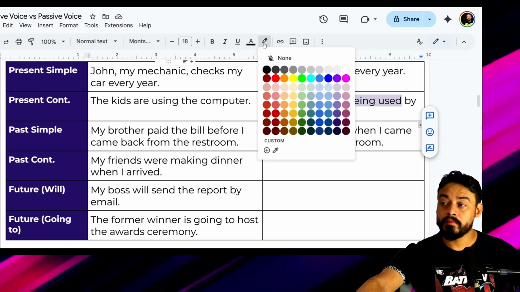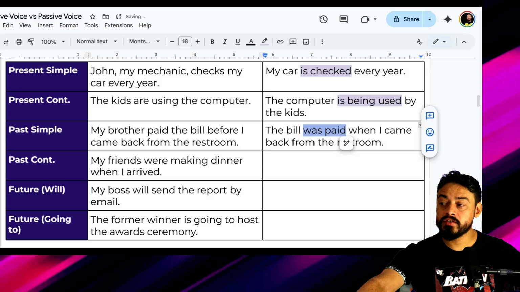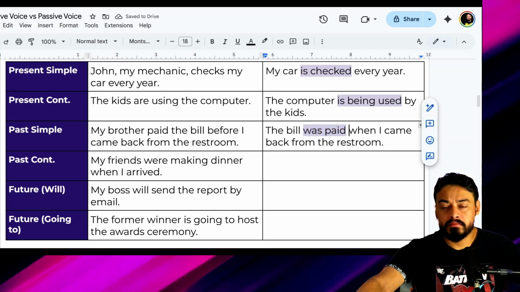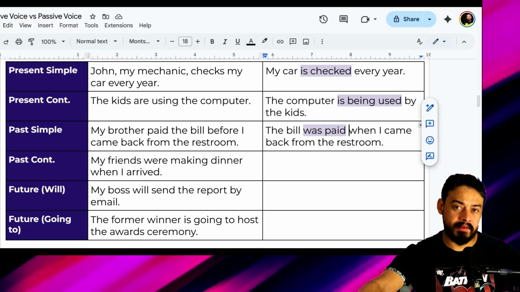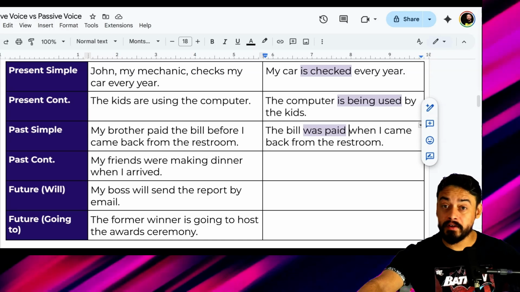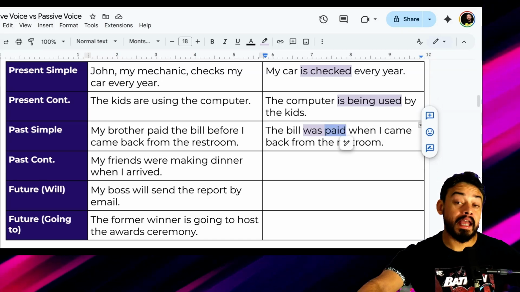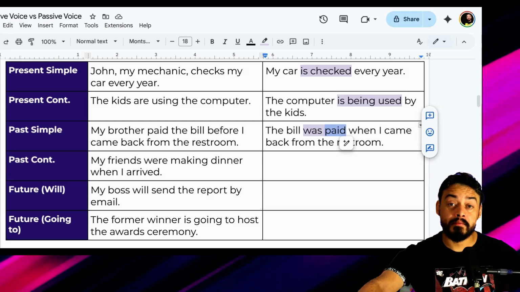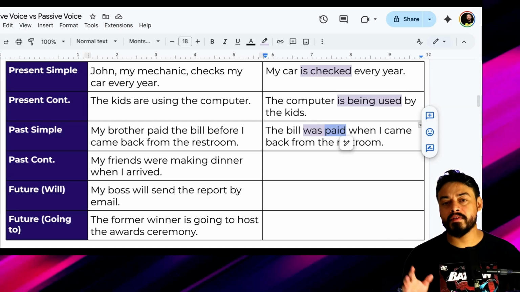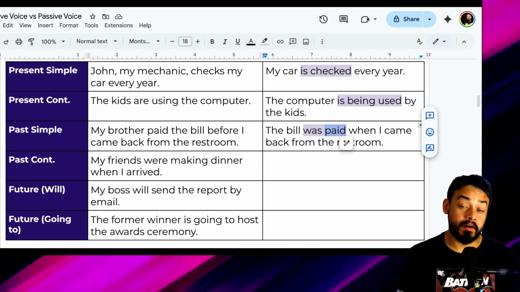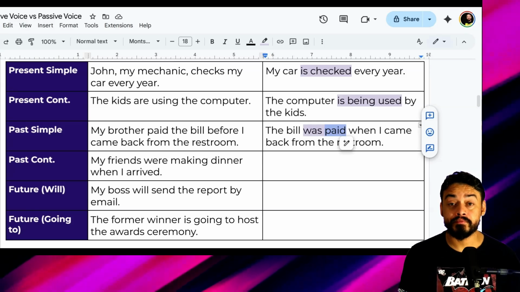So, the structure now changes to was or were. So, in the present, I use am, is, are. In the past, I'm going to use was or were. But the main verb, in this case, paid, is still in the past participle. So remember that the main verb in passive voice will always be in the past participle form. Okay?